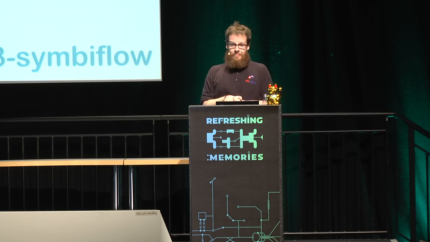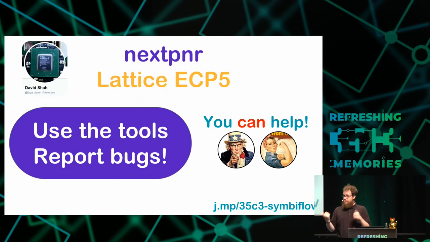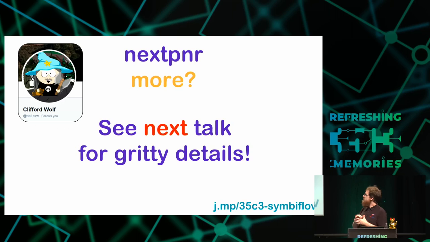Dave told me that, again, one of the best things you could do for him is use the tools and report the bugs. So if you have a project where you could use the ECP5, it would be really useful for you to try your designs and see whether they work. I would not say make this your critical path yet, but it's definitely ready for experimenters. And that's what NextPNR supports. Clifford will be giving a talk next, after this talk, on NextPNR, so you can get all the really gritty details. I believe some of that may include even how to add new architectures to NextPNR. So if you're interested in that, please stay around.